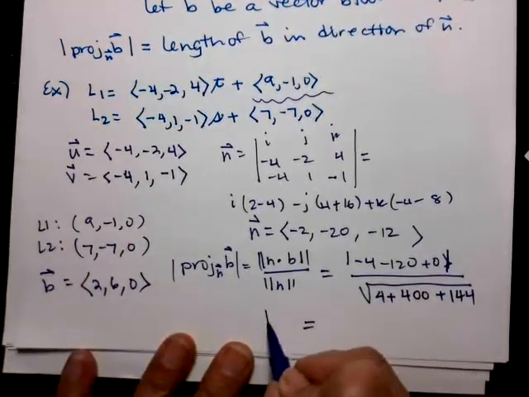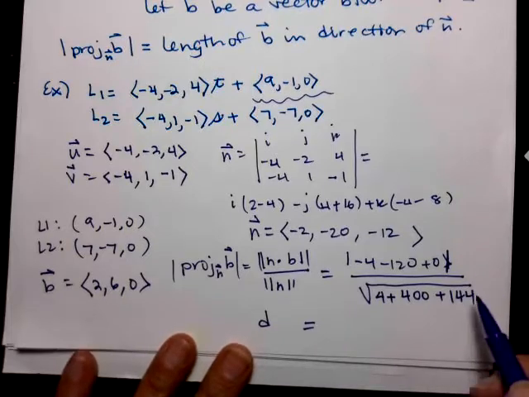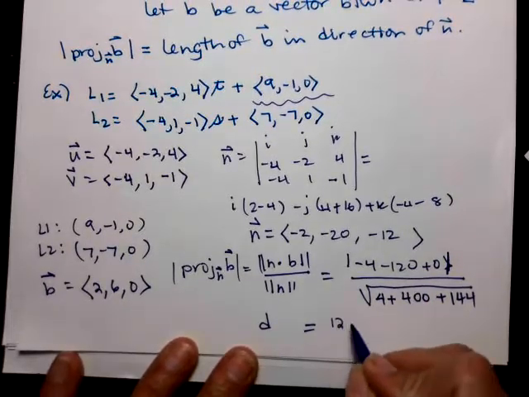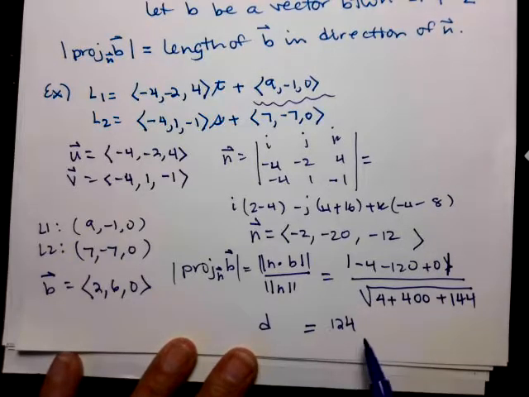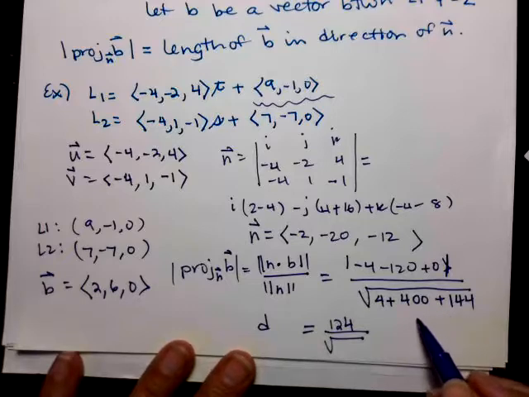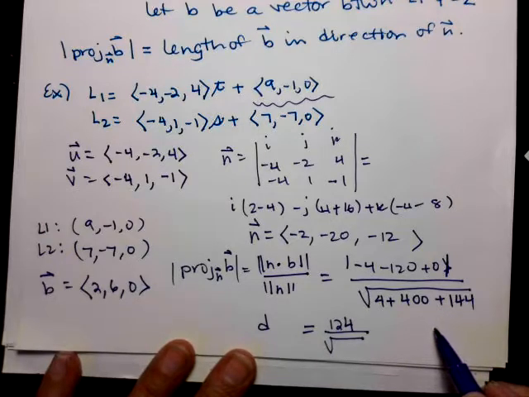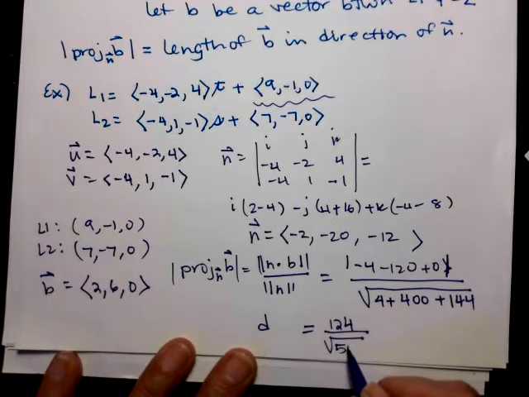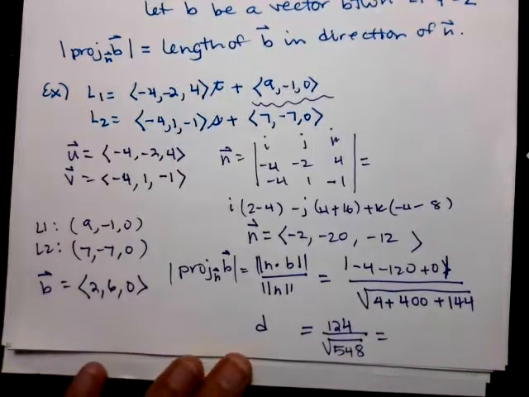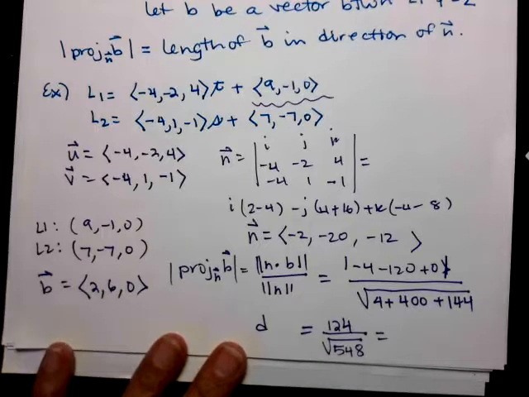Okay, so my distance between those 2 points is equal to the absolute value of 124 over the square root of 548. Okay, I can tell you guys want to simplify that. It's okay if you don't. You could leave it here. You could find a decimal version if you wanted.